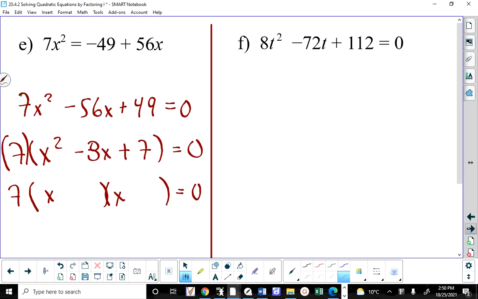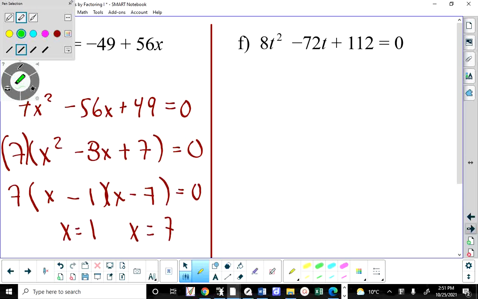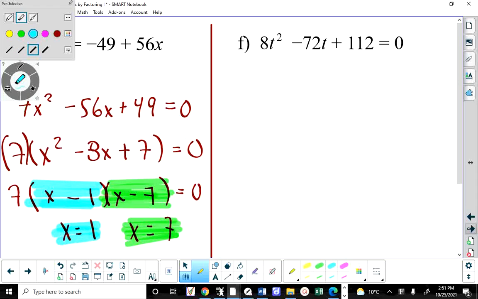What are some numbers that multiply to give 7? 7 and 1, right? Or negative 7 and negative 1. But the numbers themselves, without regard to positives or negatives, are 7 and 1. Since I have to add them to get negative 8, they have to both be negative. And now I say x equals 1 and x equals 7. So this factor leads to this solution. This factor leads to this solution.